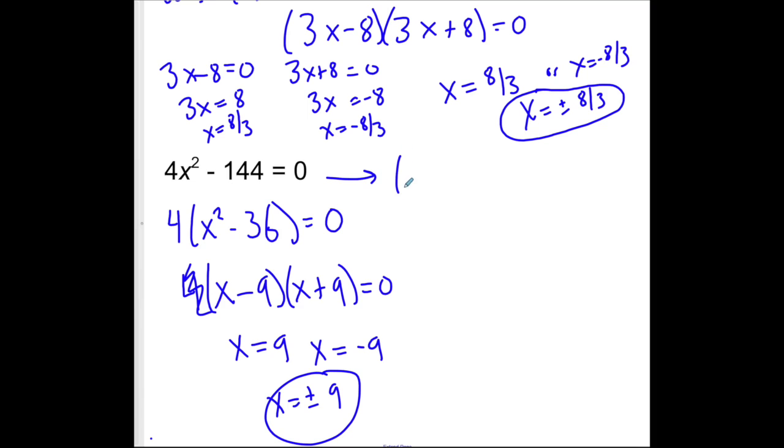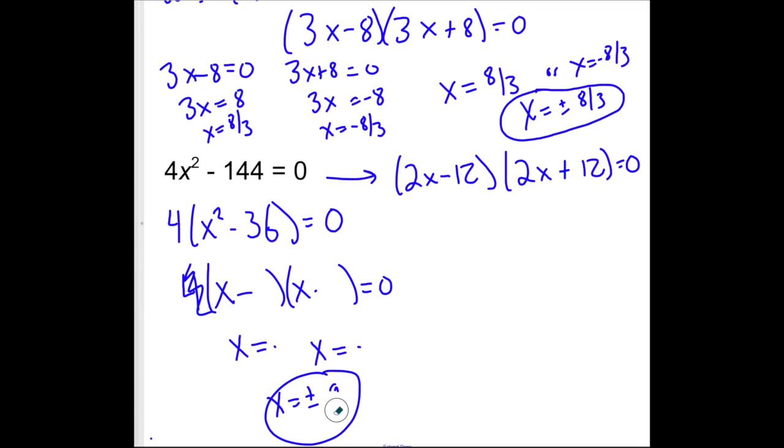Other way to factor it, you could do it as 2x minus 12 and 2x plus 12 because 12 squared is 144. And then you won't have to worry about the GCF. I'm sorry, it shouldn't be 9. Oops. I'm just noticing that. My apologies. This should be 6, positive 6 and negative 6.